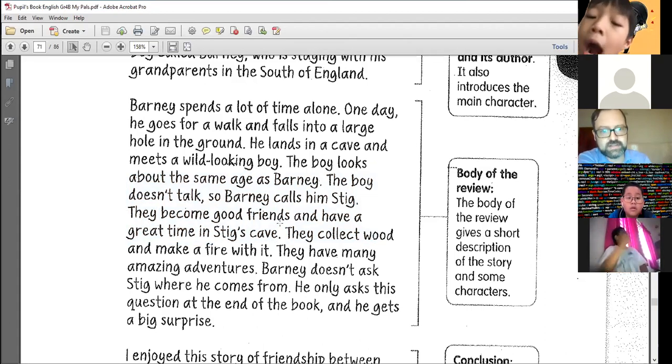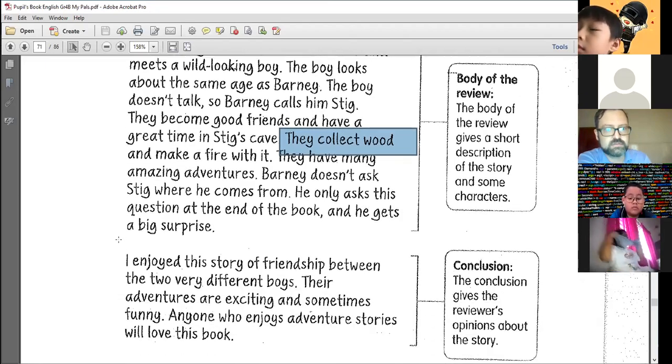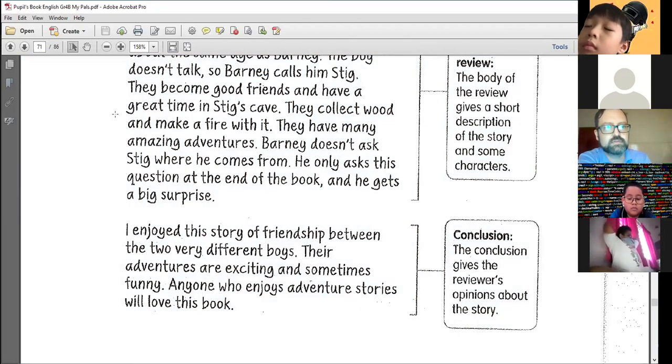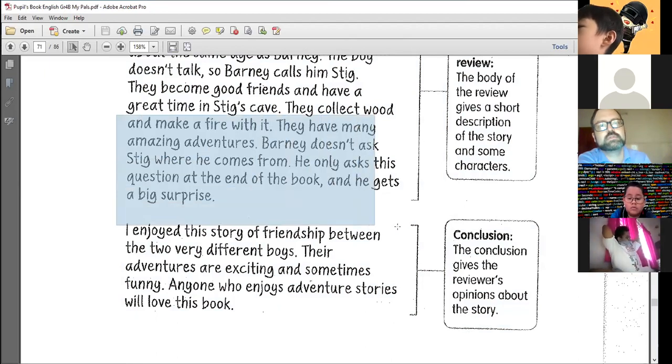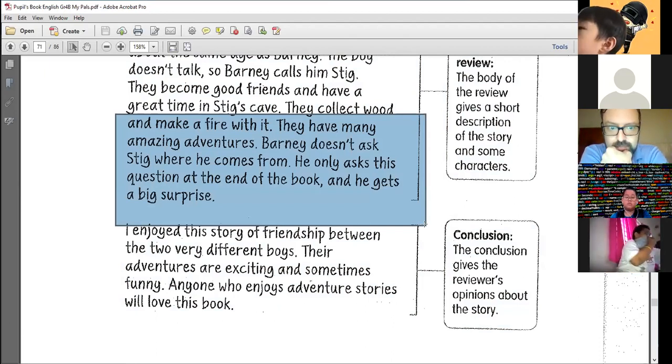All right, Srikat, can you continue, please? They collect wood. They collect wood and make the fire with it. They have many amazing adventures. Bunny doesn't ask where he comes from. He only asks this question at the end of the book, and he gets a big surprise.